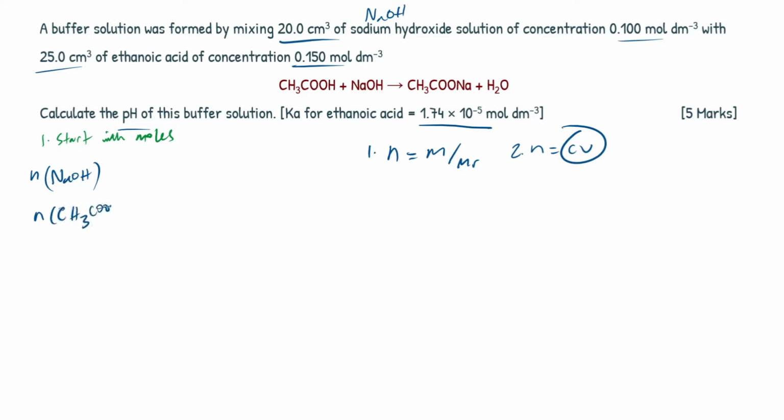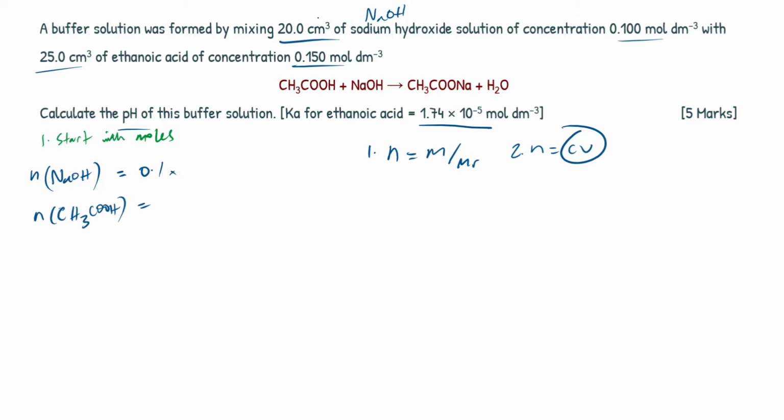Ethanoic acid, CH3COOH. All right, cool. So this is going to equal CV. So what is our concentration? Our concentration is 0.1 moles per decimeter cubed, and our volume is 20 centimeters cubed. Okay, now, can we just put 20 here?